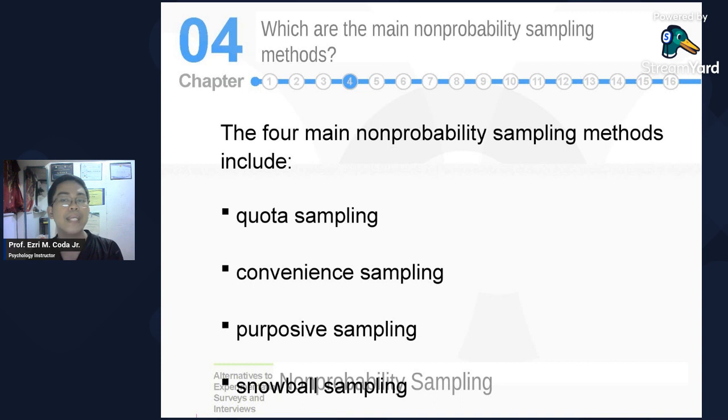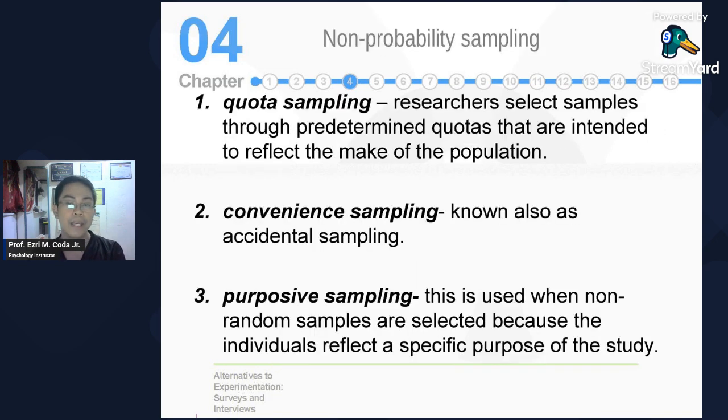Now, which are the main non-probability sampling methods? We have four main non-probability sampling methods. It includes quota sampling, convenience, purposive, and snowball sampling. Now, we have quota sampling. Researchers select samples through predetermined quotas that are intended to reflect the mix of the population. For example, you have a formula, and then you only select your respondents based on your quota.